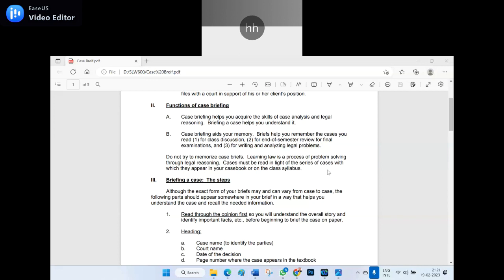P stands for parties and facts, I stands for the issue, A stands for the application, and C stands for the conclusion. But PFIRAC: F means facts, I means issues, R means rules, A means application, and C means conclusion. So that is the model we can view.